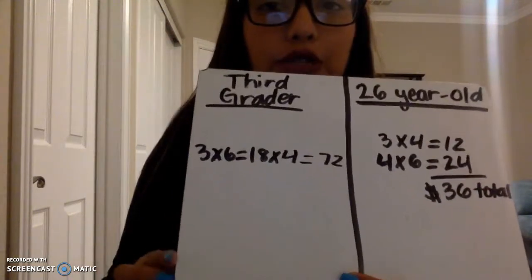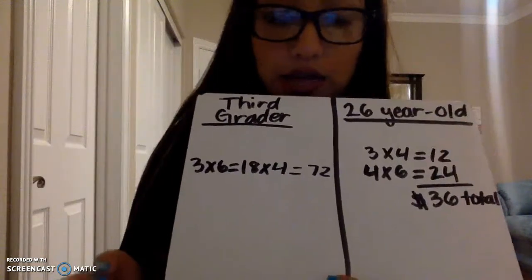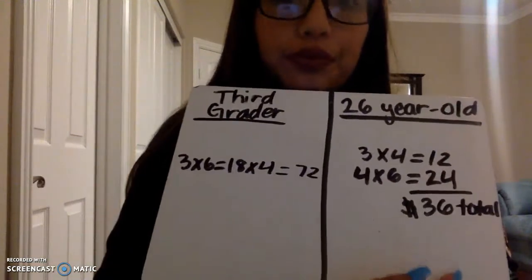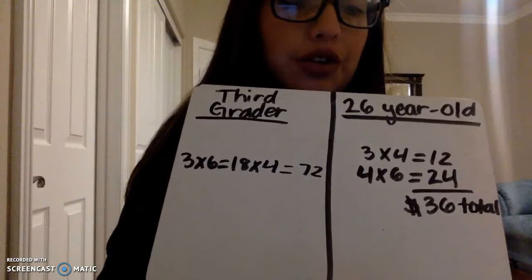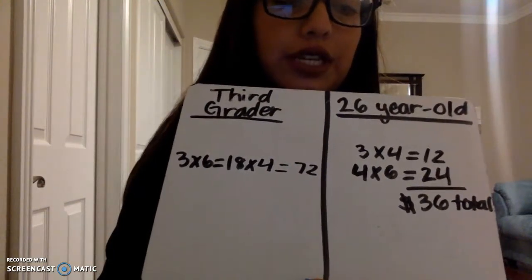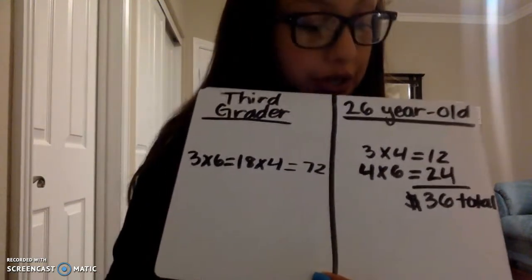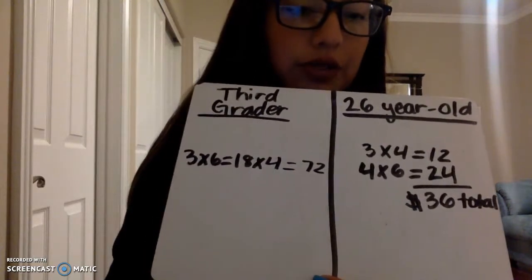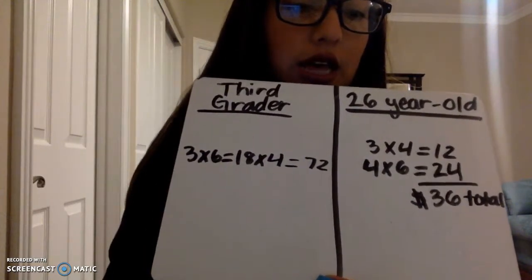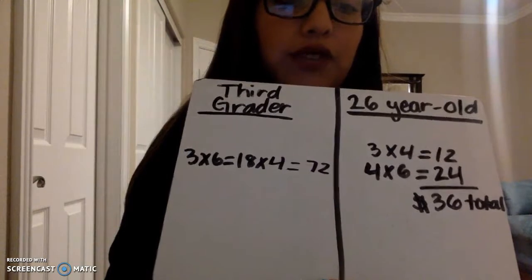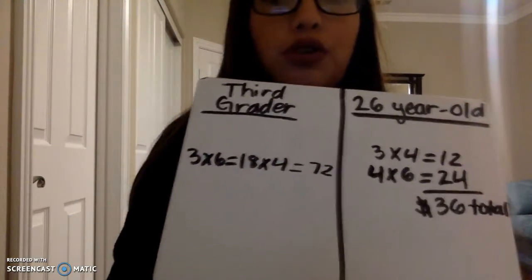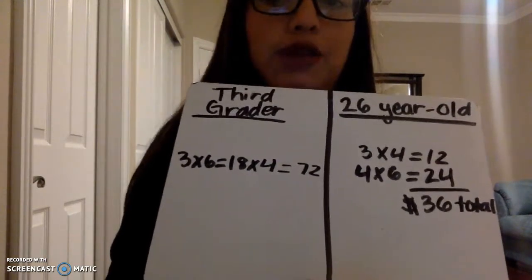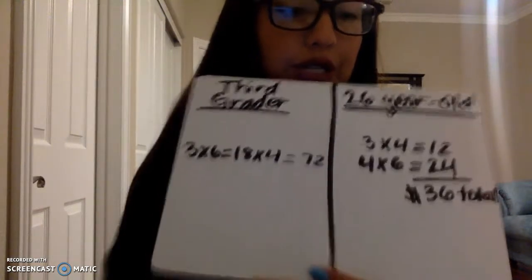And then the 26-year-old did get it right. It was $3 for tomato seeds, and they got 4 packs, so 3 times 4 equals 12. That was right. And then it was 6 packs of cucumber seeds, and it was $4 each, so that was right too. And you multiply them and you add them up. So 12 plus 24 is $36.